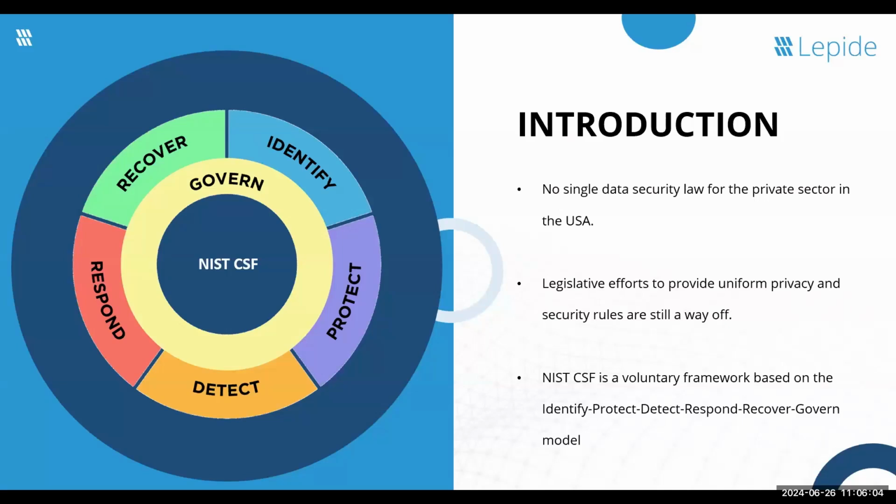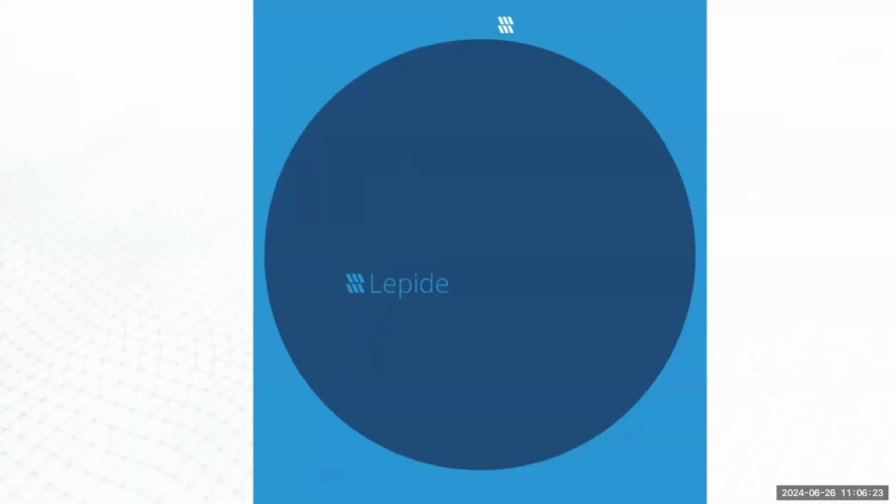The govern part of that model, on that inner circle, that was added recently in version 2.0 of the framework. And we are going to keep this session very high level in terms of the overview of the framework, but it does make sense for us to take just a few minutes to clarify what changed in version 2.0, because it's still relatively new.